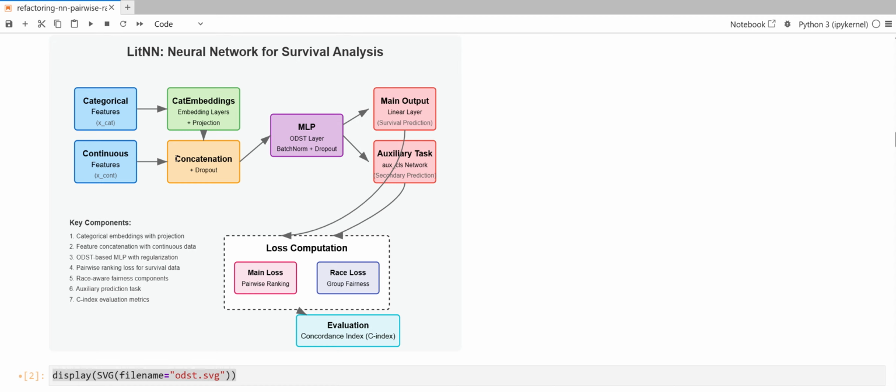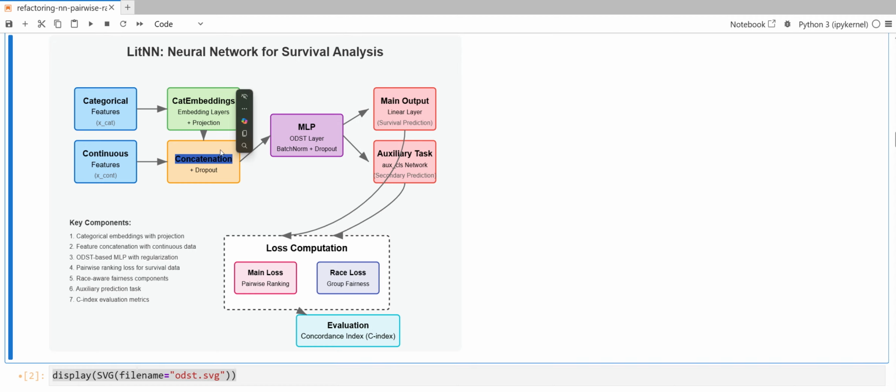Next, see how those embedded vectors get combined with the continuous features. That's the concatenation step. We're just bringing all our feature information together. Now, this combined data flows into the MLP, or multi-layer perceptron. This is the main part of the network where it learns all those complex patterns in the data.